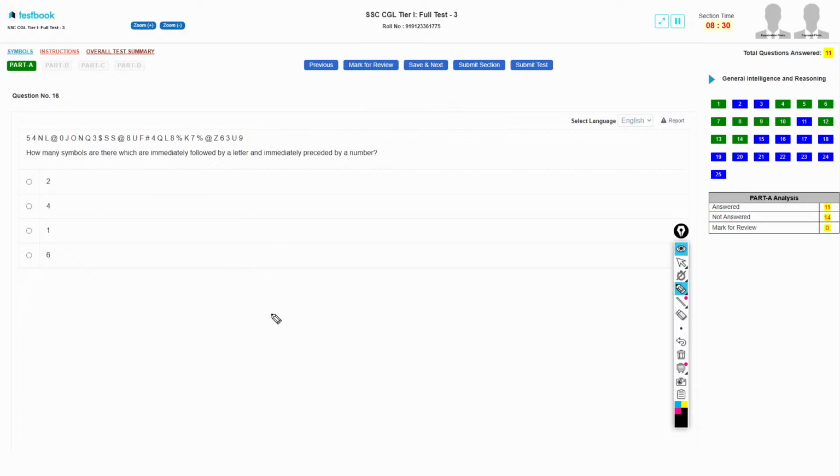How many symbols are there which are immediately followed by a letter preceded by a number? So alphabet, symbol, number. Symbol number, no. Symbol number alphabet 1. Symbol number, no. Symbol number, no. Symbol number alphabet 2. Symbol number alphabet, no. Symbol, no. Okay, so 2 only.